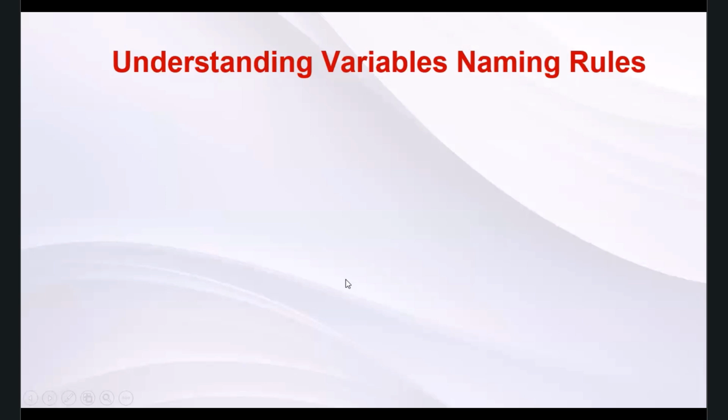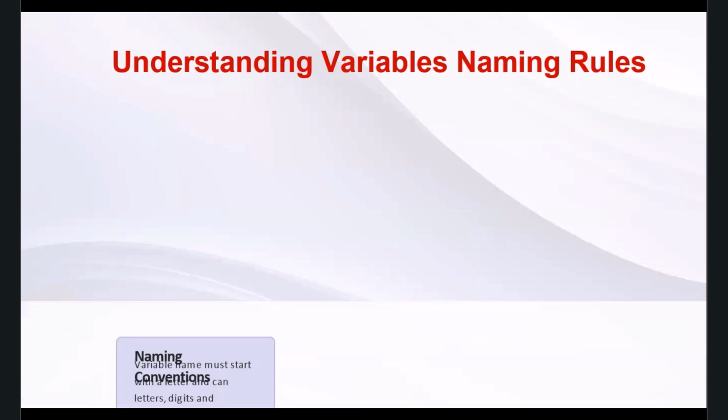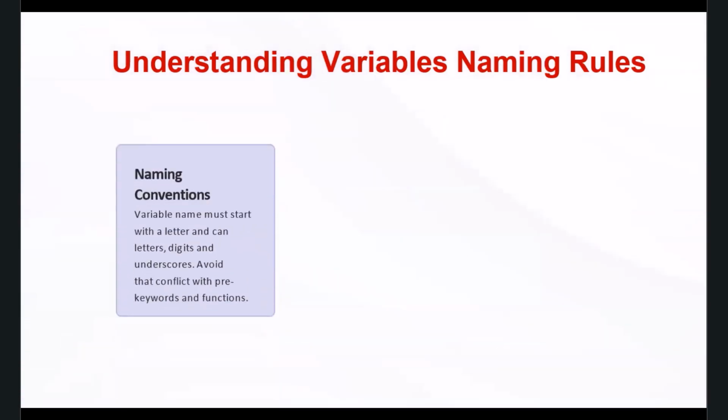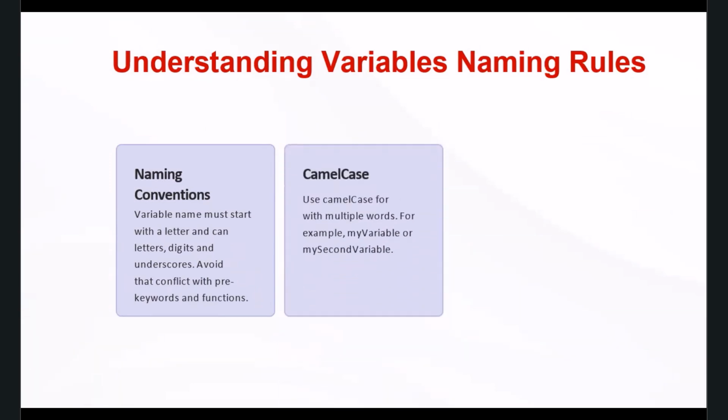Let us move further and talk more about variables and understand the variable naming rules. A variable name must start with a letter or underscore, and can contain letters, digits, and underscores. Avoid conflicts with pre-defined keywords and functions whenever you are declaring any variable. The variable uses camel case, which means you can use multiple words together, for example myVariable or mySecondVariable.